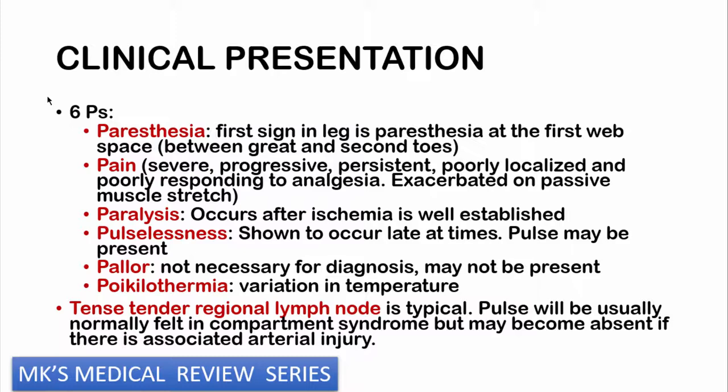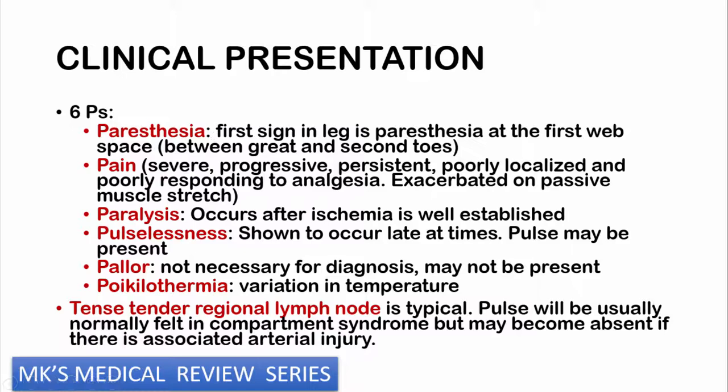And often this pain is going to be exacerbated by passive stretching of the muscle. For example, if you have compartment syndrome affecting the lower limb, passive stretching of the toe can lead to excruciating pain. You may have paralysis, which often occurs when ischemia has been well established. You may get pulselessness, which occurs at late times.